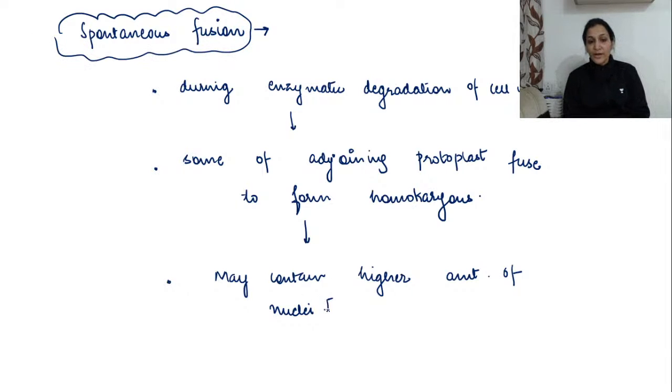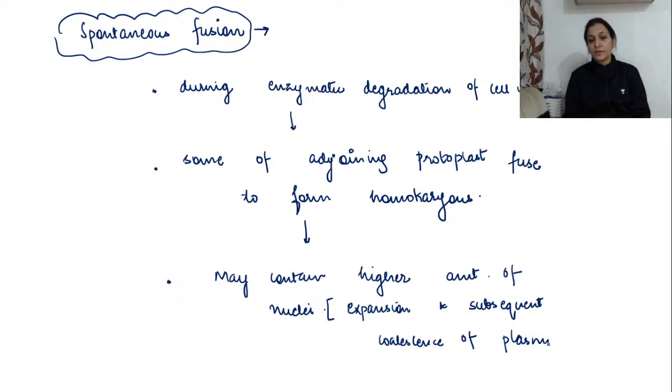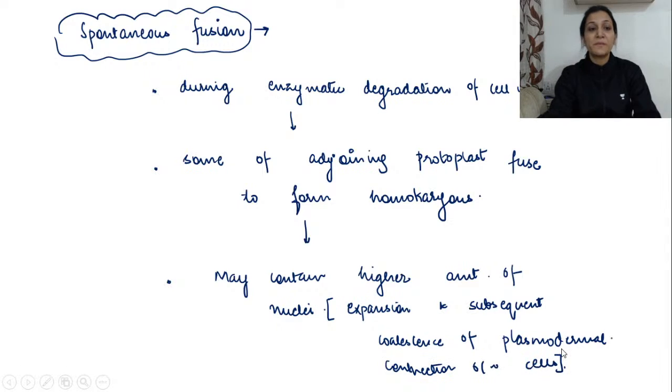So the reason for the higher amount of nuclei can be expansion and subsequent coalescence of the plasmodesmal connection between cells. I hope you people are understanding.